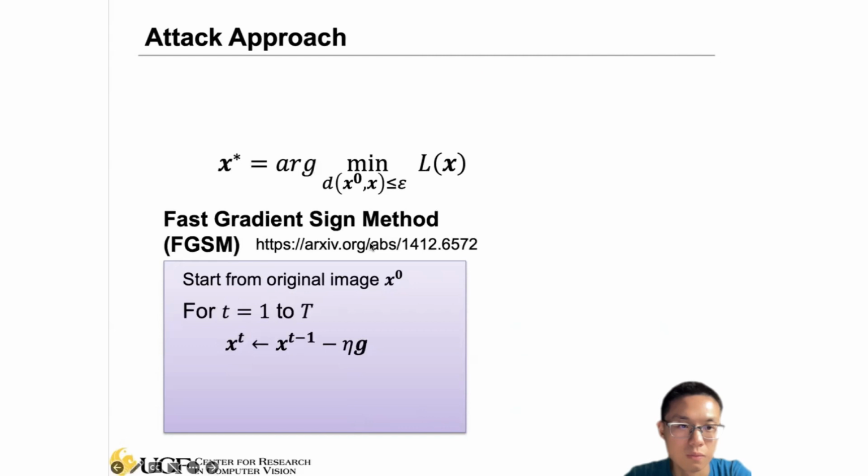Now we look at one very popular approach to do the adversarial attack, that is called the fast gradient sign method. For this fast gradient sign approach, the difference is that we do not do this kind of multiple iterations. Basically, this fast gradient sign method only does this once. So it's going to be very quick to generate a perturbation to the original image.